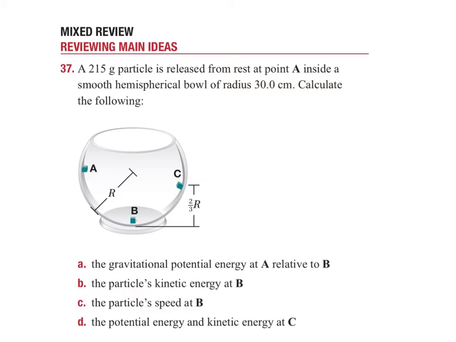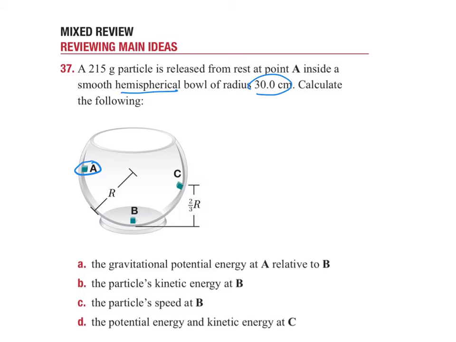It's a 215-gram particle, and it's released from rest at point A. It's inside a smooth hemispherical bowl. So what that means is it's in the shape of a sphere, but it's only half of a sphere. And they give you the radius of that sphere is 30 centimeters, and they tell you to calculate the following.